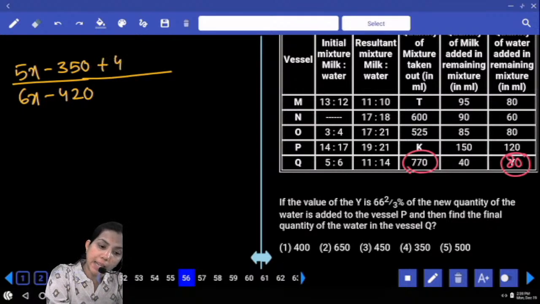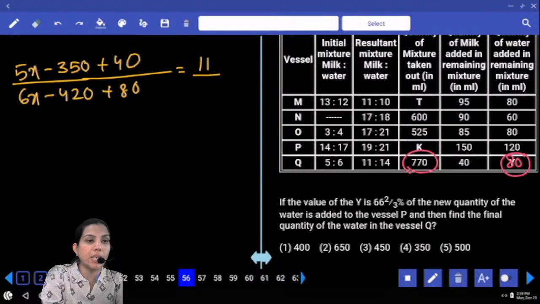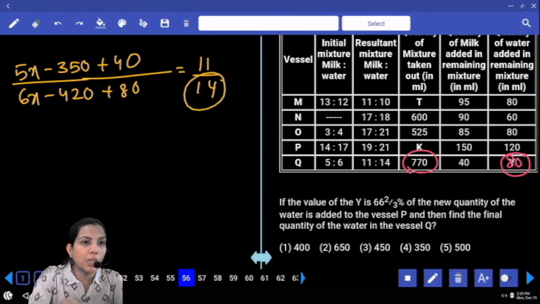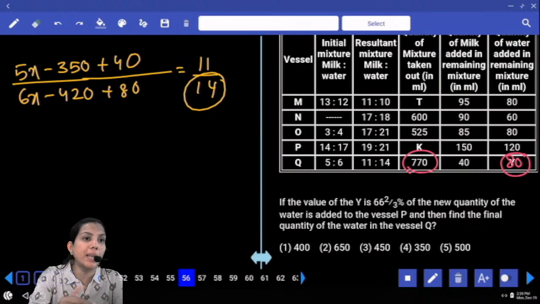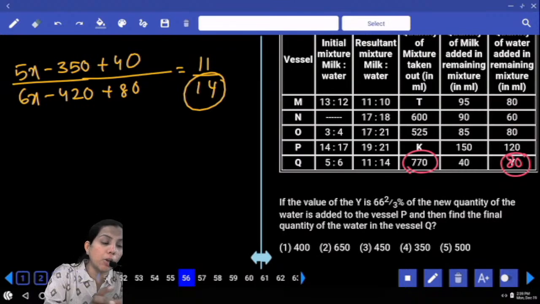40 added. Next 80 added. Finally the ratio is equal to 11:40. ఖచ్చితంగా నా ఆన్సర్ 14 మల్టిపుల్ అవుతుంది. కింద ఆప్షన్స్లో మిస్టేక్స్ ఉన్నాయి. 14 మల్టిపుల్ చెక్ చేసినా ఆన్సర్ అయిపోయేది. బట్ 14 మల్టిపుల్ కింద ఆప్షన్స్లో 350 ఒకటే ఉంది. బట్ ఆన్సర్ అది కాదు కరెక్ట్గా చెక్ చేస్తే, ఎందుకంటే కీ రాంగ్ ఉంది.